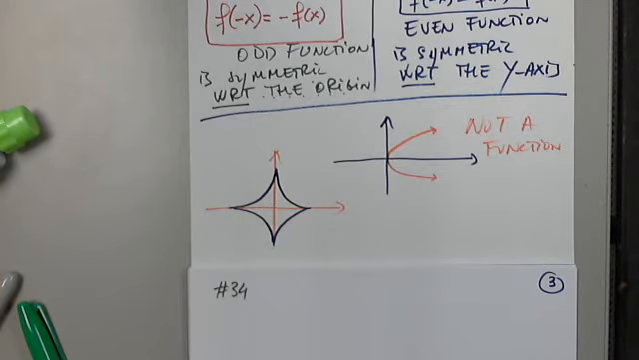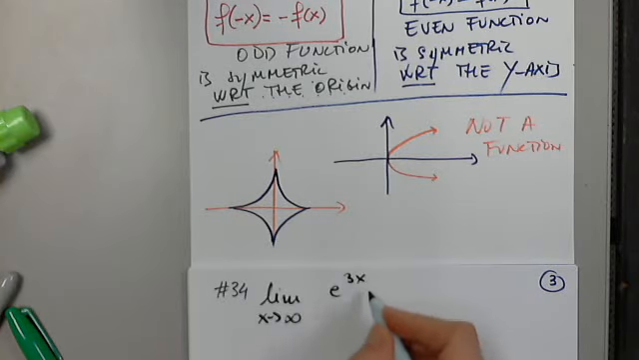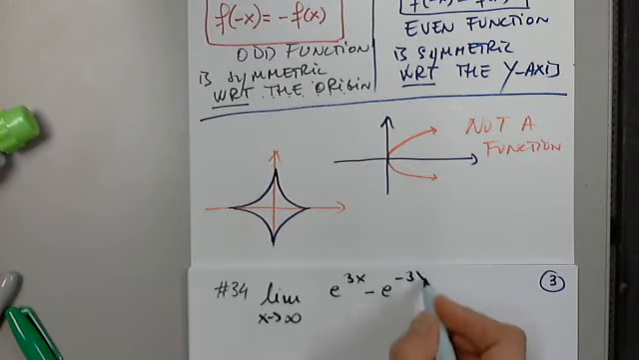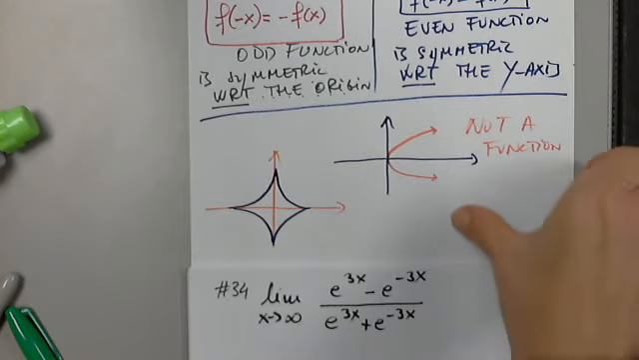Yes, let's do it. Let's do that in class together. Okay, so 34. We have the limit as x approaches infinity of e to the 3x minus e to the negative 3x, over e to the 3x plus e to the negative 3x. Okay.